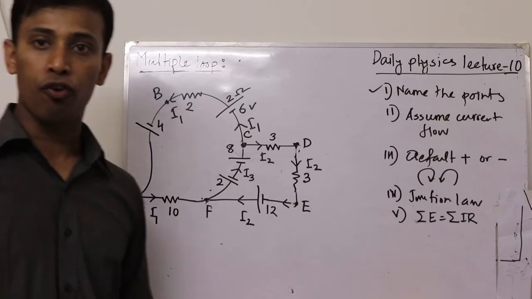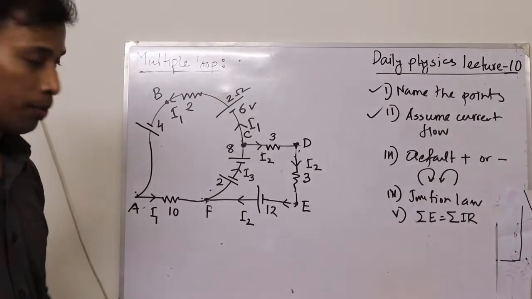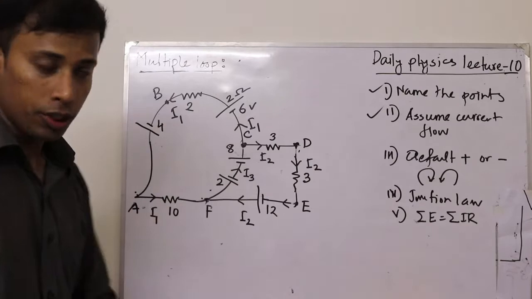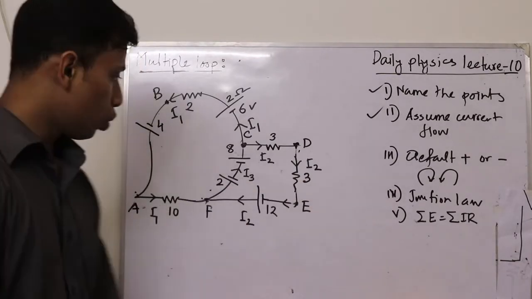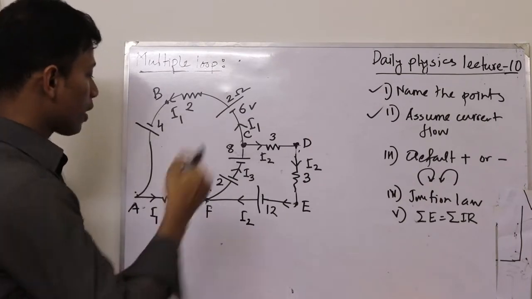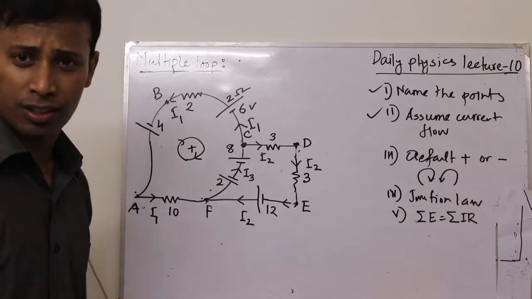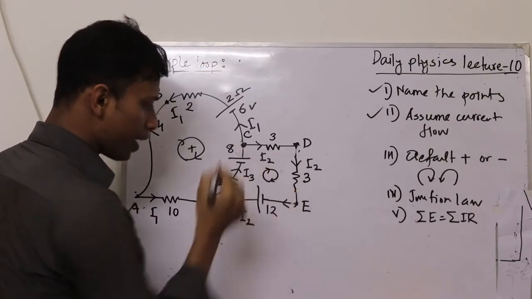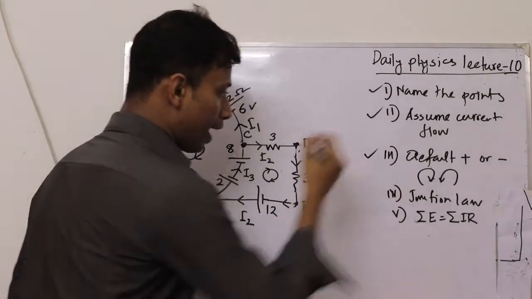We assume the current flow in all lines. I may be right or wrong, doesn't matter, but I assumed it. So now what about the third step? Default positive and negative direction. Typically, I always assume the positive direction to be clockwise, it's all about me, okay? So clockwise is our positive. Now we are done with step 3.